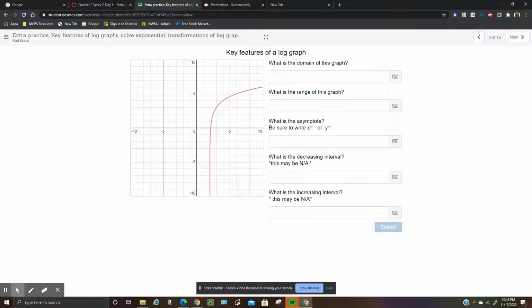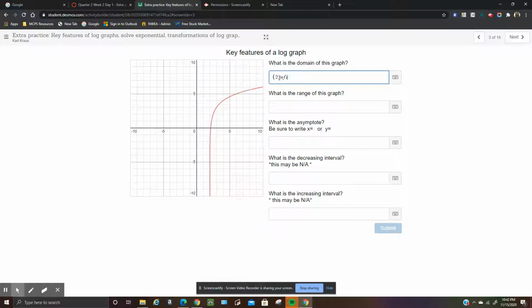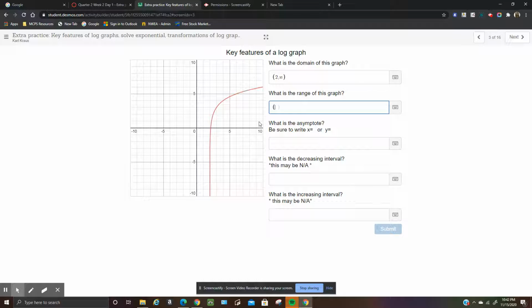All right, on 3 here, the key features of a log graph. So you want to look for the vertical asymptote when you're talking about the domain. So the vertical asymptote here is 2. So this goes from 2 to infinity. So the domain on every log function is going to be affected by the vertical asymptote. The range for every log function is negative infinity to positive infinity.